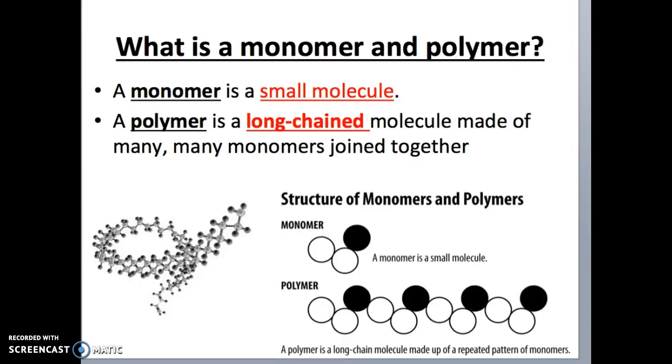So now let's talk about monomers and polymers. A monomer is a small molecule, like this. A polymer is a really long chain molecule made out of many monomers joined together. So here's a monomer. If you take the monomer and you link them together over and over and make a repeated pattern, you get a polymer.